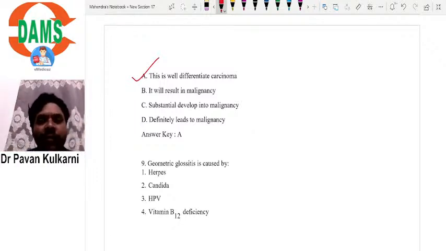Why are we choosing well differentiated? Because in well differentiated squamous cell carcinoma, the keratinization will always be more. You will see more keratin pearls. You will see more squamous pearls, epithelial pearls. You will see more individual cell keratinization. However, in poorly differentiated carcinoma, this degree of keratinization will reduce.